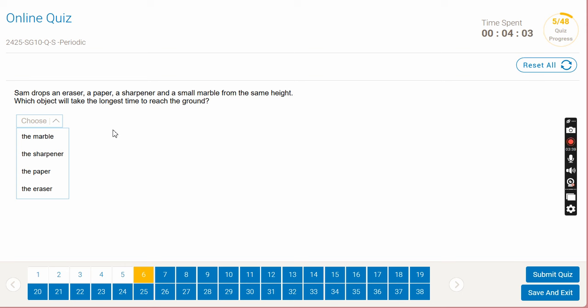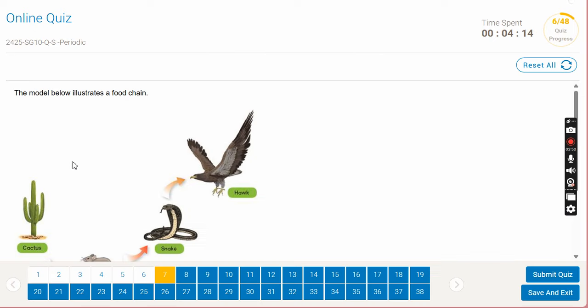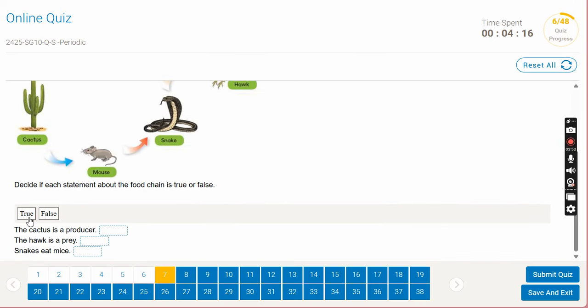Now, what is the process of gravity? The heavier the object is, the faster it's going to pull it down. The lighter it is, the longer it's going to take for it to pull it down. So which one of these is the lightest? It's the paper.